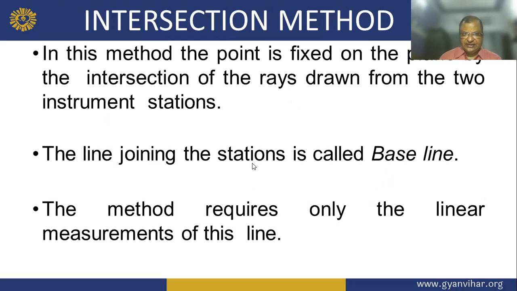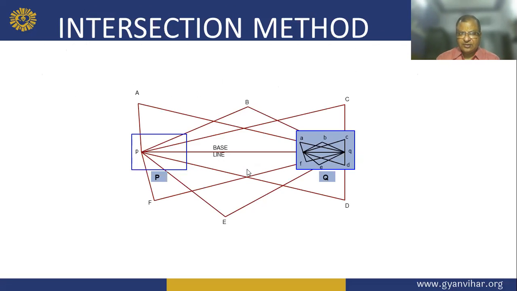Intersection method. In this method, the point is fixed on the plane by the intersection of the rays drawn from the two instrument stations. The line joining the stations is called the baseline, and the method requires only the linear measurement of this line. Intersection method.